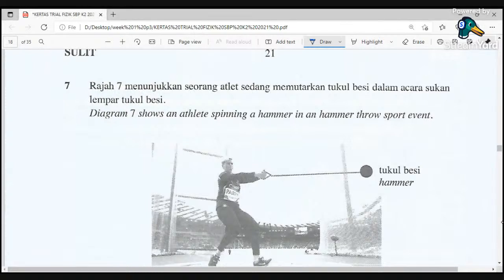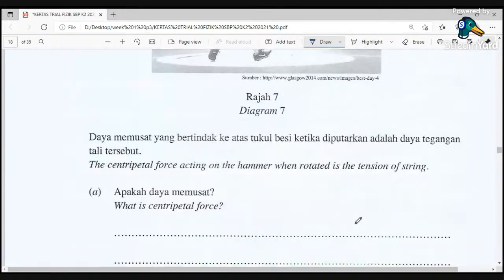Diagram 7 shows athletes spinning a hammer in a hammer throw sport event. I think you observed this picture in the textbook. So the hammer will rotate in a circle. Okay, motion in a circle. The centripetal force acting on the hammer when rotated is the tension of the string.